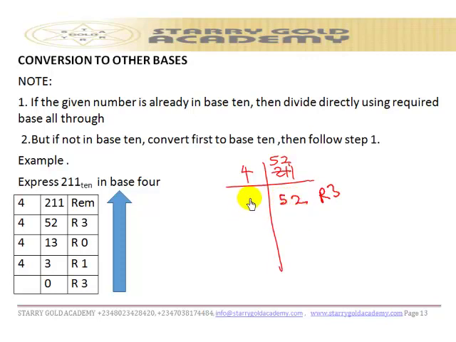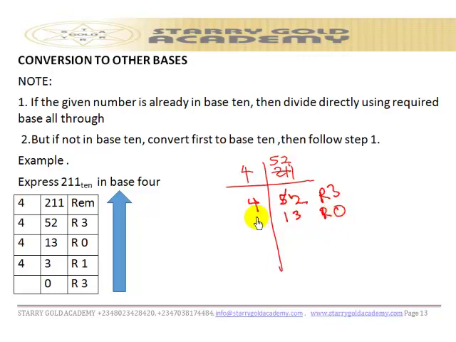Use 4 again. 4 in 52 is 13, remainder 0. There is no remainder, so you put 0.